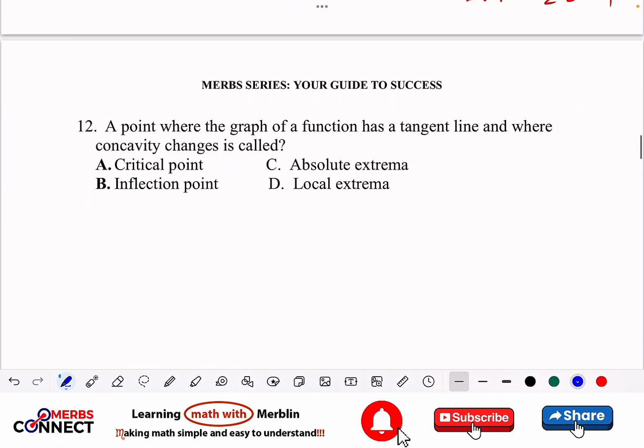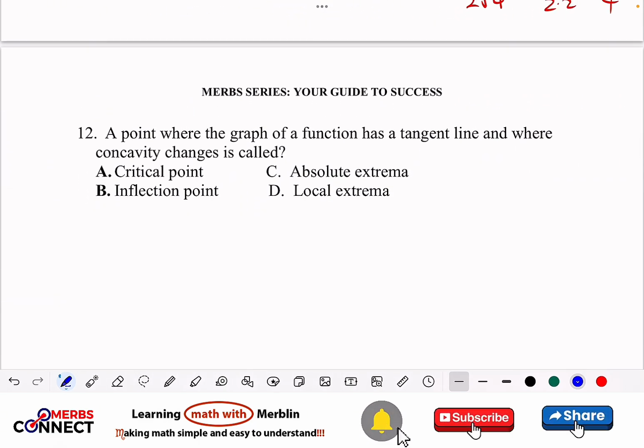At a point where the graph of a function has a tangent line, where concavity changes is called the point of inflection, or the inflection point. Good. Let's look at question 13.